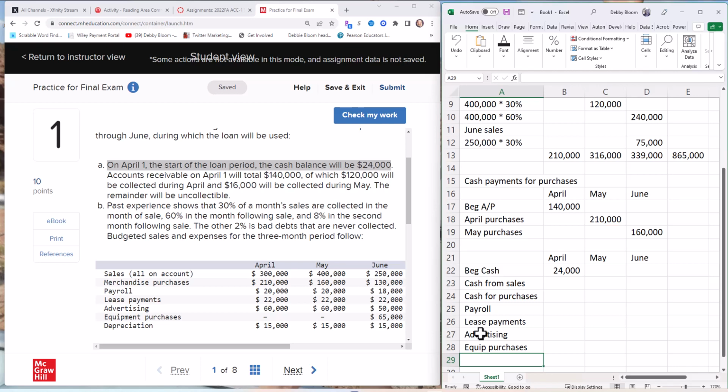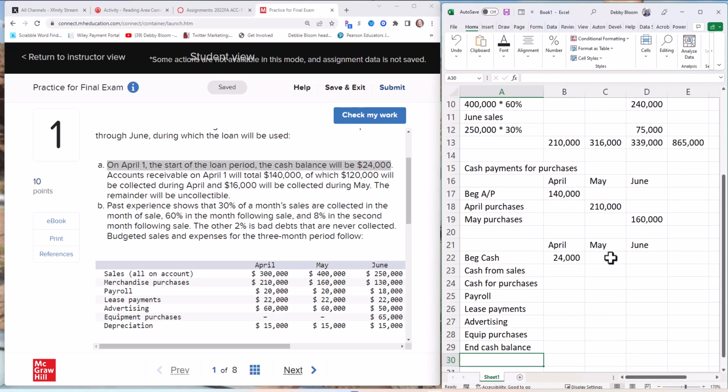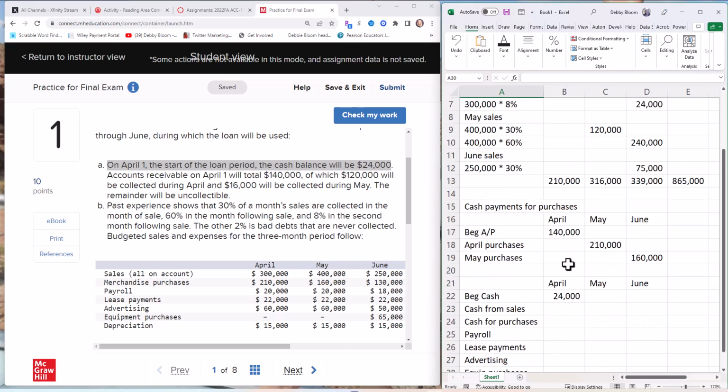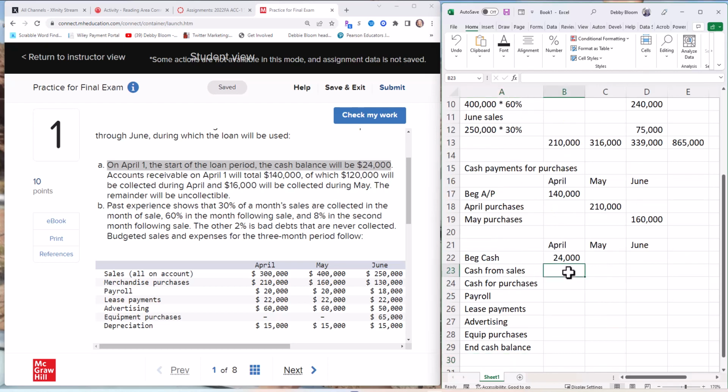If we take the beginning cash balance, add the cash for sales, and subtract all of the other numbers, what we're going to get down to is our ending cash balance. Now the key to this is that the ending cash balance will be the beginning cash balance for the next month. So let's get started. In April, our budgeted cash received from sales is $210,000. And our budgeted cash paid for purchases is $140,000.